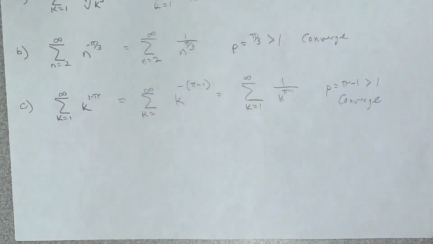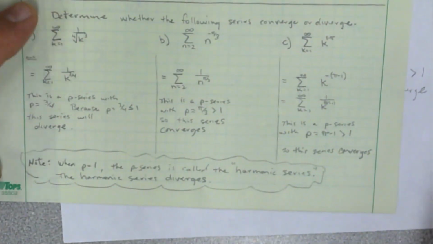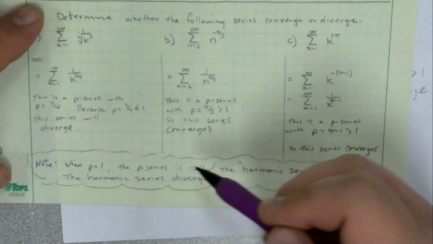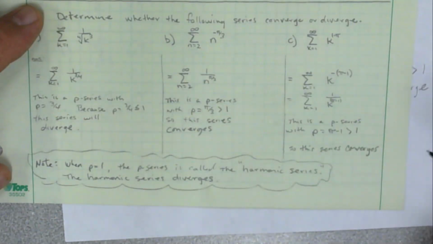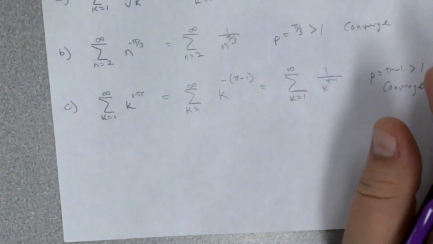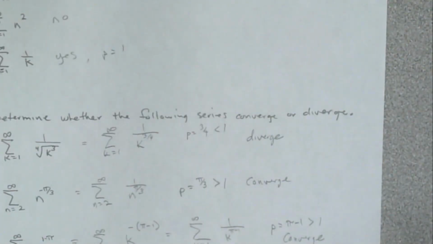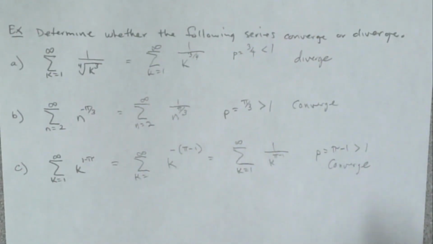Okay? And so then, again, at the bottom over here, you're going to see this a lot on the AP exam. When P is 1, the P-series is called a harmonic series, and the harmonic series diverges. You're going to use that quite a bit. Make sure you understand that, okay? So that's the P-series. It's pretty quick and pretty simple. Get it in the proper form and determine if P is greater than 1 for convergence, or less than or equal to 1, and it will diverge. If you have any questions, let me know.